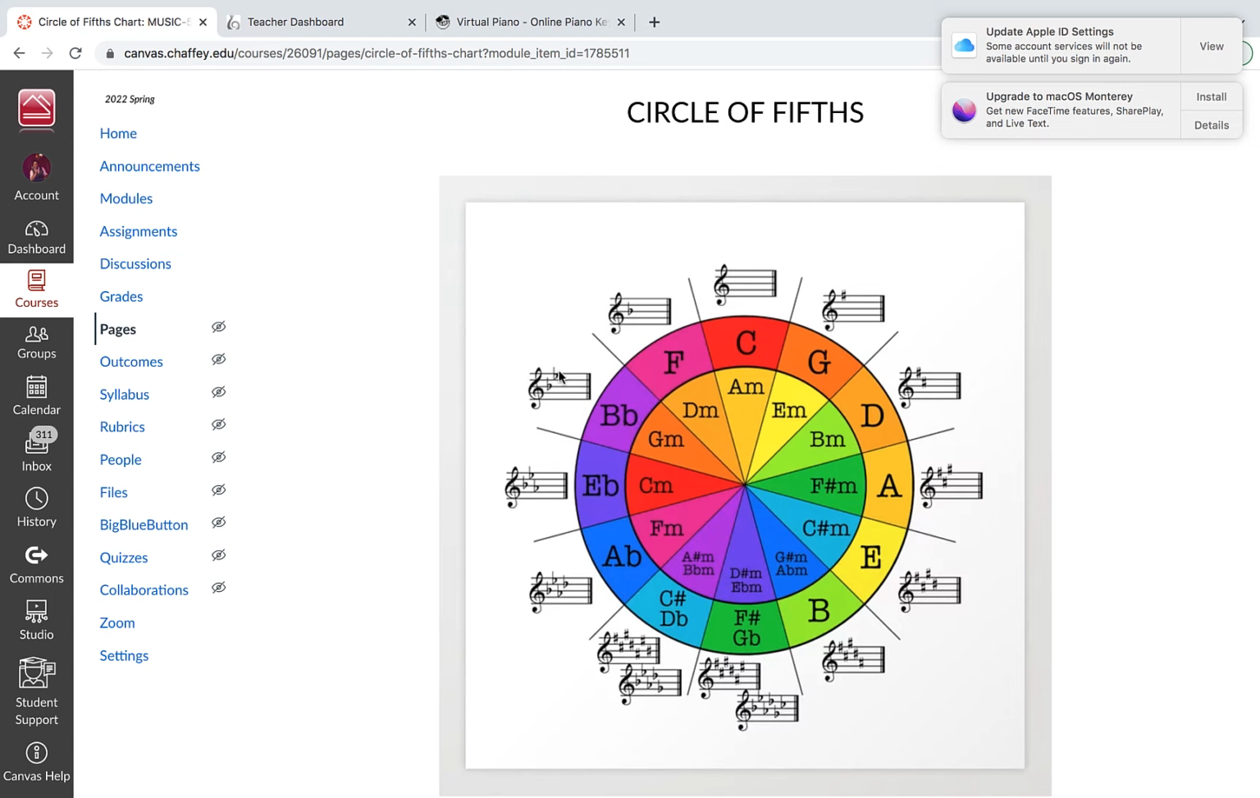Key of B flat has 2 flats. Those flats are B flat and E flat. Continue on. Key of E flat has 3 flats. B flat, E flat, A flat. Continue on. Key of A flat has 4 flats, etc., etc.